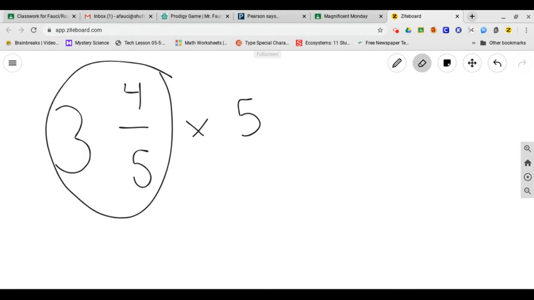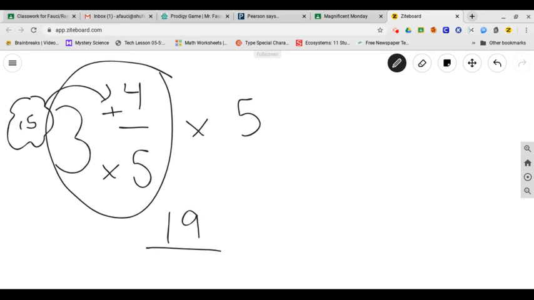But let's actually remember how we turn the mixed number into an improper fraction. First, we're going to do 5 times 3. That's going to give us 15. We're going to hold that 15 in our heads a little bit. And then we're going to add the 15 to the 4. That gives us 19 because 15 plus 4 is 19. Then we're going to keep the old denominator of 5. Now we have an improper fraction.